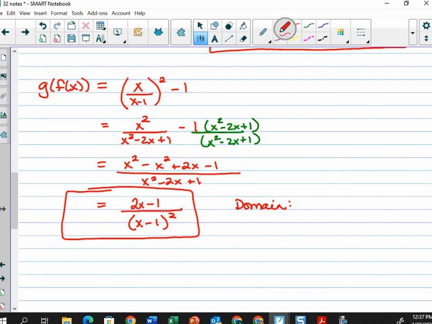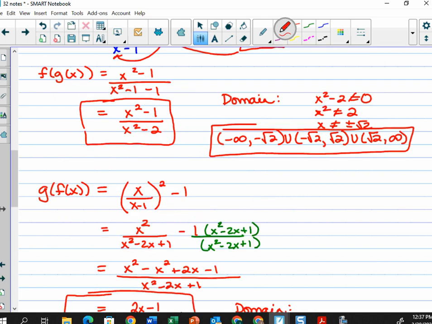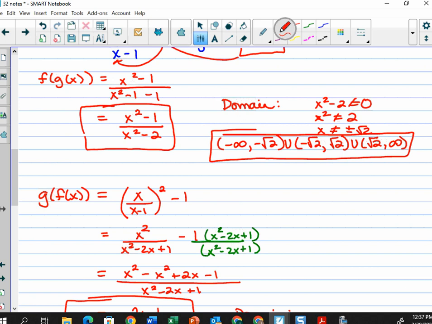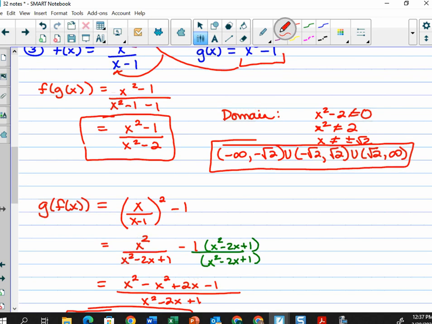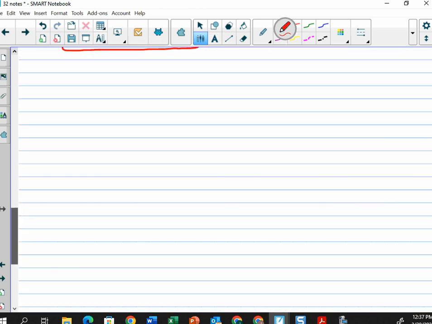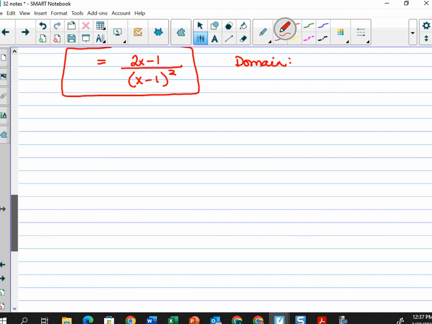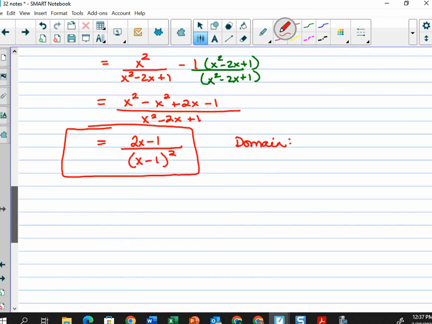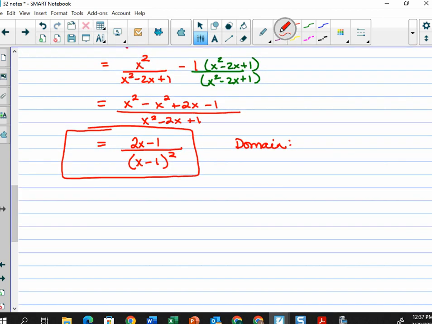What is the inside function? If I can get all the way back up here. F of x, right? Oh my gosh, we're almost there. So what can x not equal? 1 from the original. What can x not equal from my lovely 2x minus 1 over x minus 1 squared? Still 1, right? Okay, nothing new was added, so the only thing x cannot equal is 1, so your domain is negative infinity to 1, 1 to infinity.